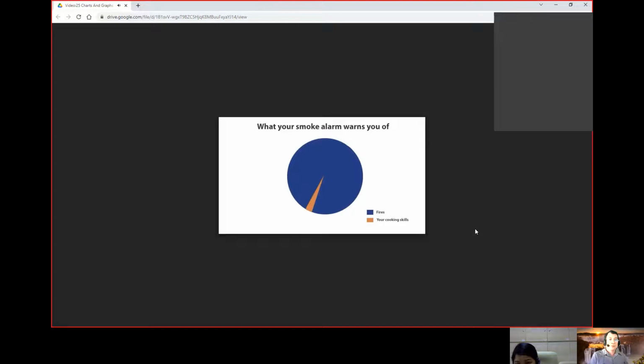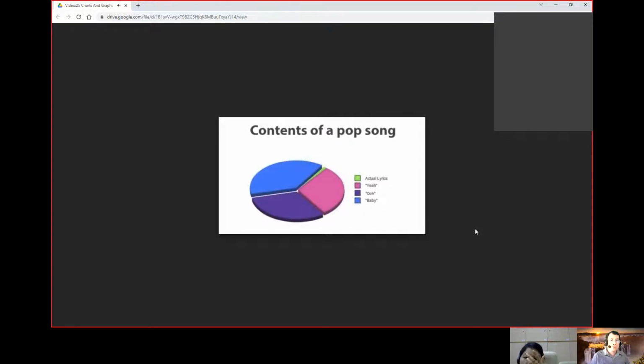Number 18. What your smoke alarm warns you of. Fires and your cooking skills. Number 17. The contents of a modern pop song. The actual lyrics: verse, yeah, oh, and baby.